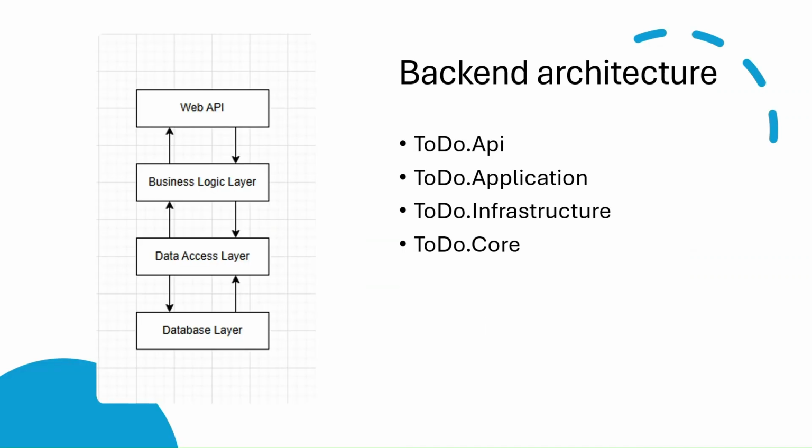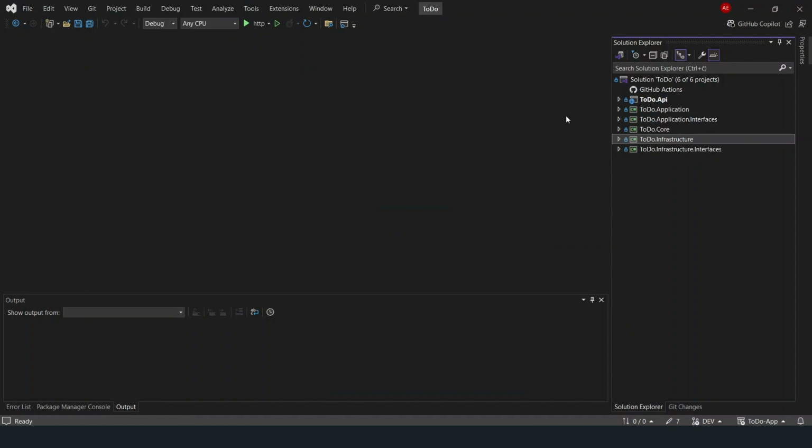In this diagram on the left you can see the architecture of the backend. It is a multi-layer architecture, so there's an API layer, business logic layer, data access layer, and database layer. On the right side you can see the name of the project for each layer: API for API, application for business logic, infrastructure for data access layer, and core for database layer. Here are those projects in Visual Studio: API, application, infrastructure, and core.